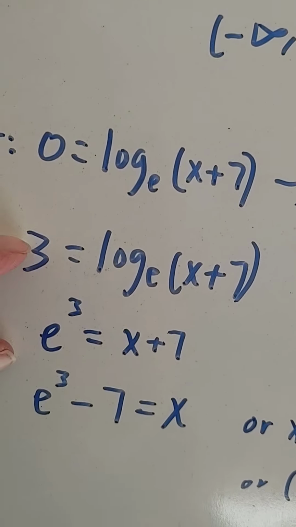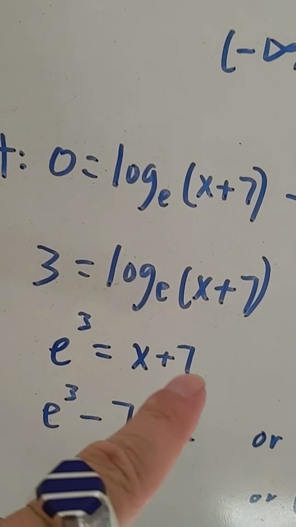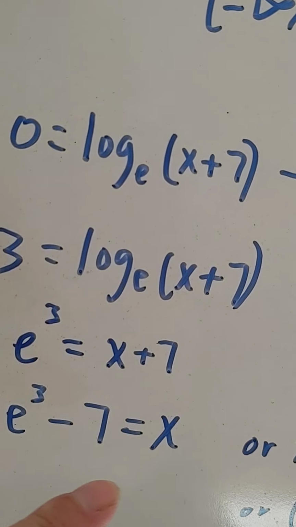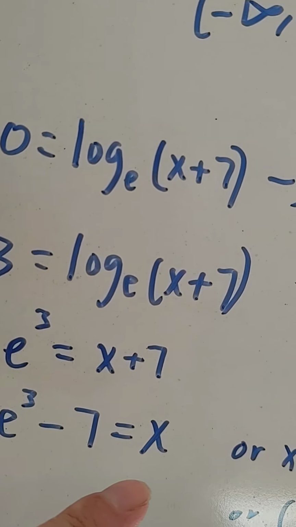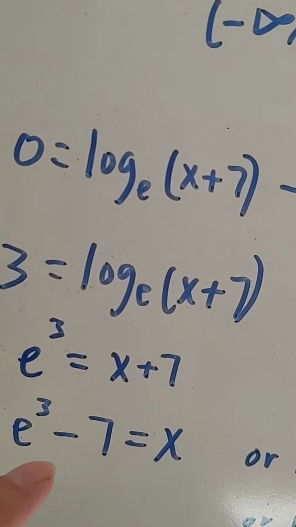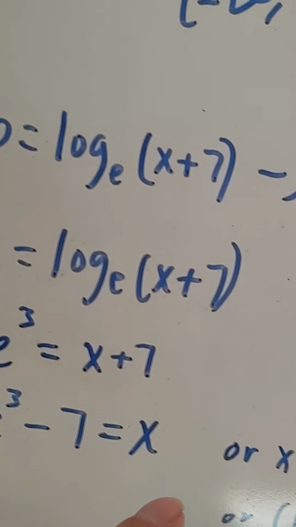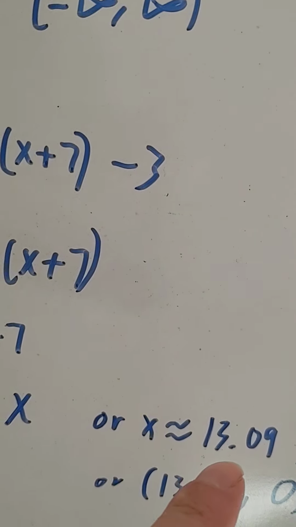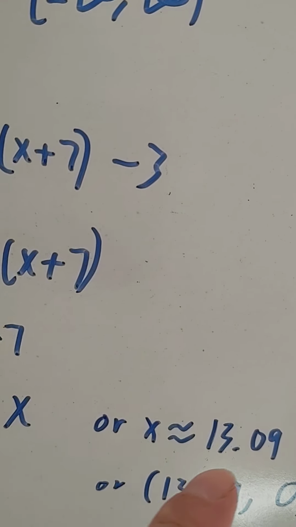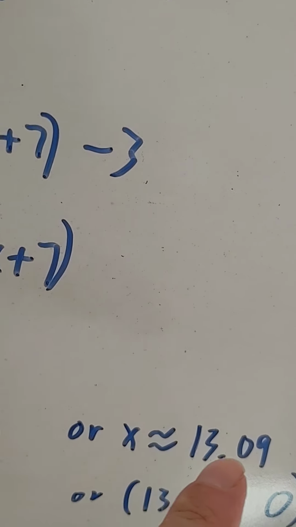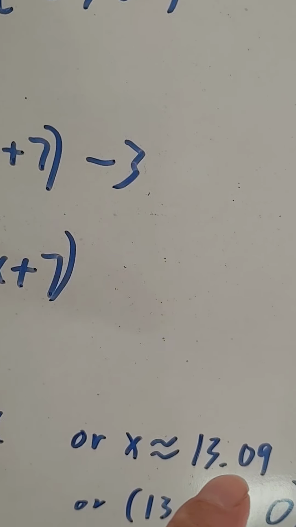Okay, now it's looking a lot easier to solve for x. Subtract 7 from both sides, and this is the exact answer. e cubed minus 7 equals x. I used my calculator. I typed in e, and then I cubed it, and then I subtracted 7, and that approximately equals 13.09. That wavy equal sign means approximately equals, because e is an irrational number.